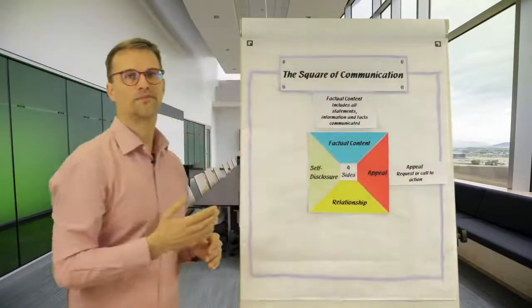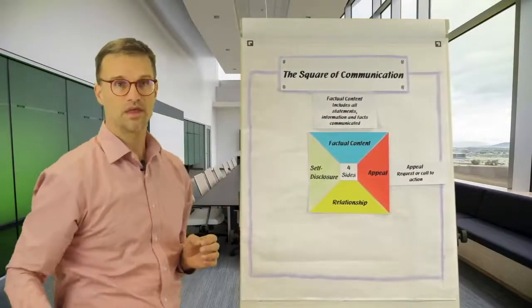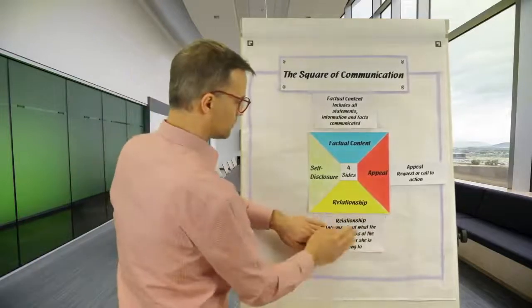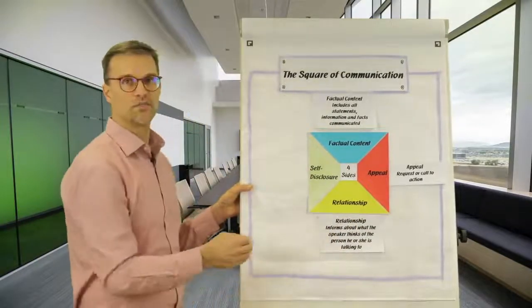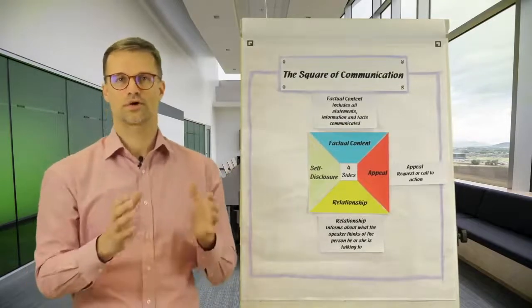The relationship side is the third side of a message. It informs about what the speaker thinks of the person he or she is talking to.